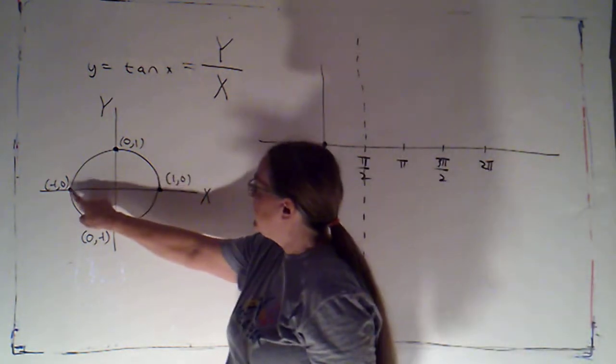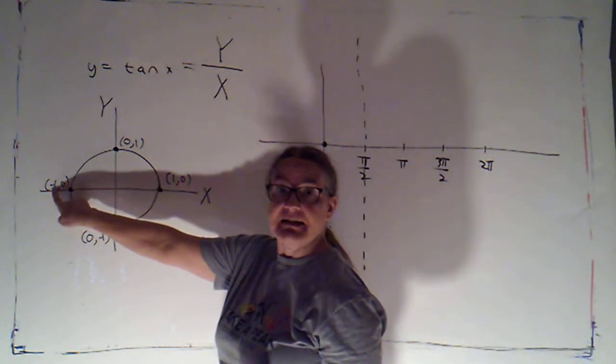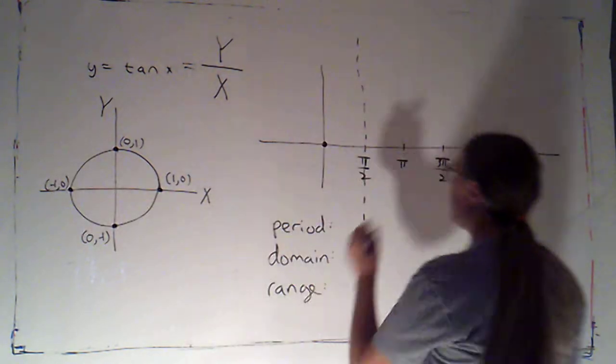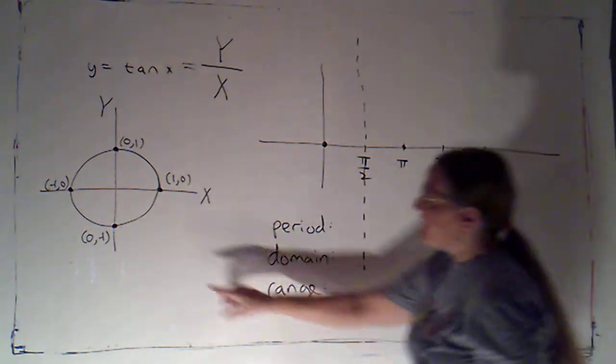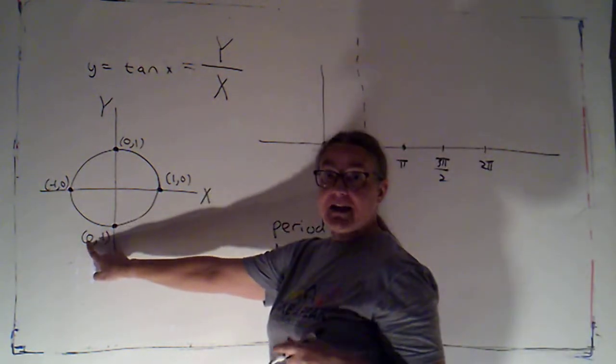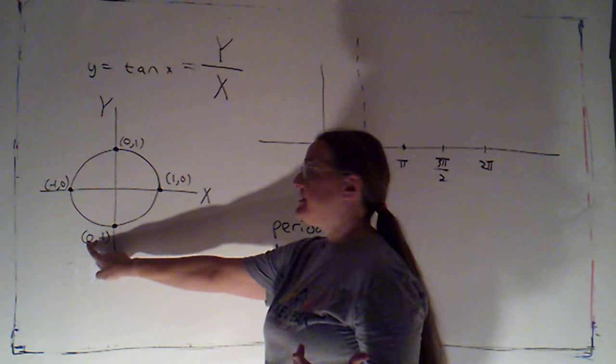At pi, capital Y is 0, capital X is -1. 0 over -1 is just 0. So we've got another x-intercept there. At 3 pi over 2, once again, that capital X value is 0, so tangent is undefined.